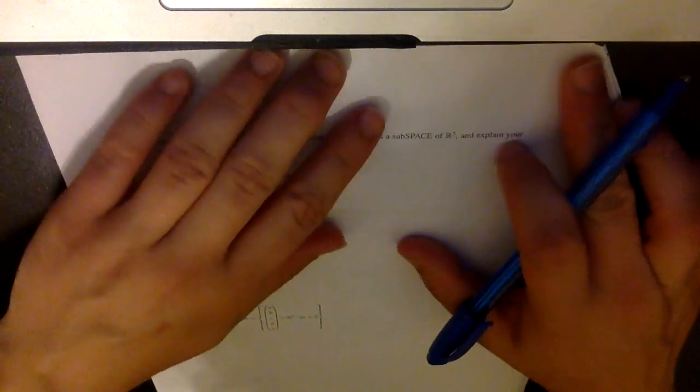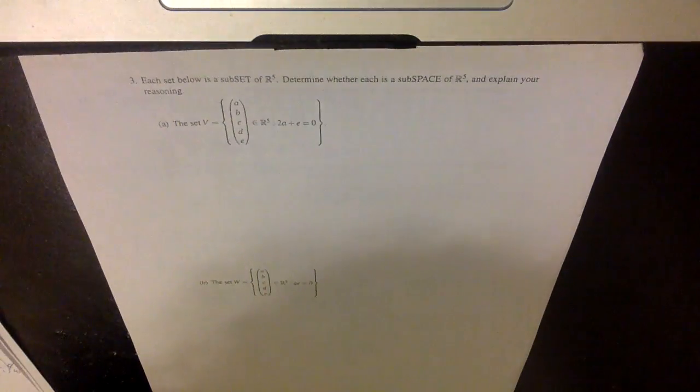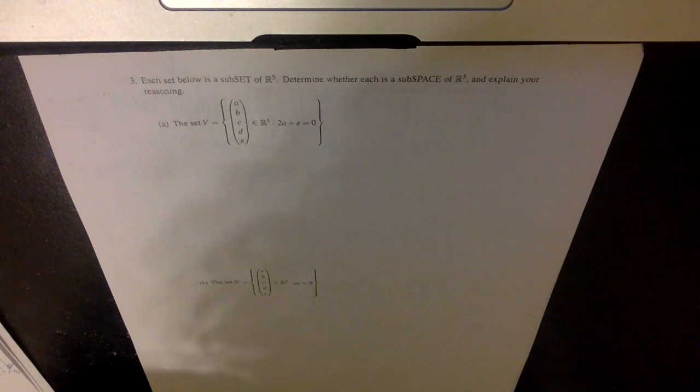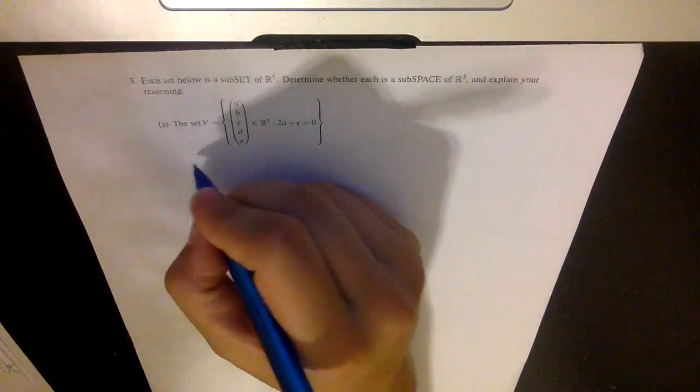So problem 3 reads: each set below is a subset of R5. Determine whether each is a subspace of R5 and explain your reasoning. So we need to check to see if it satisfies additive and multiplicative closure. For additive closure, we're going to take two arbitrary vectors in this set, figure out what it means that they're in the set, and then see if that means that the sum of those two vectors is also in the set. Okay, so additive closure.